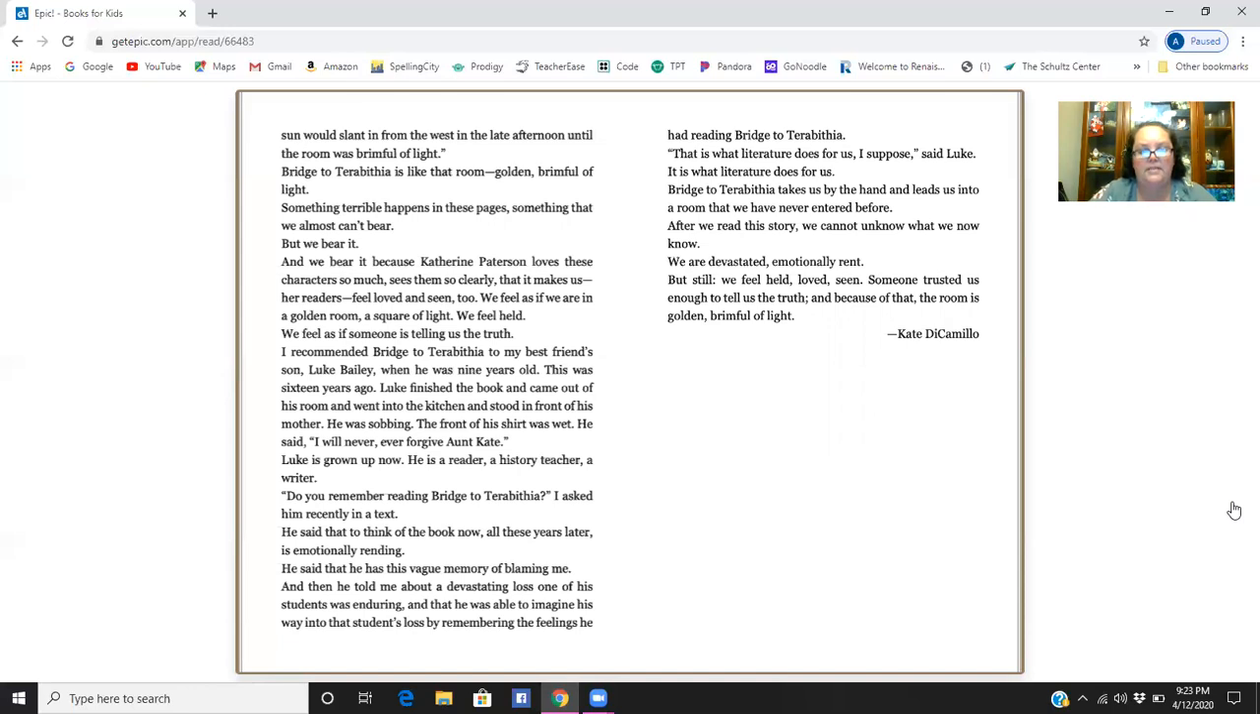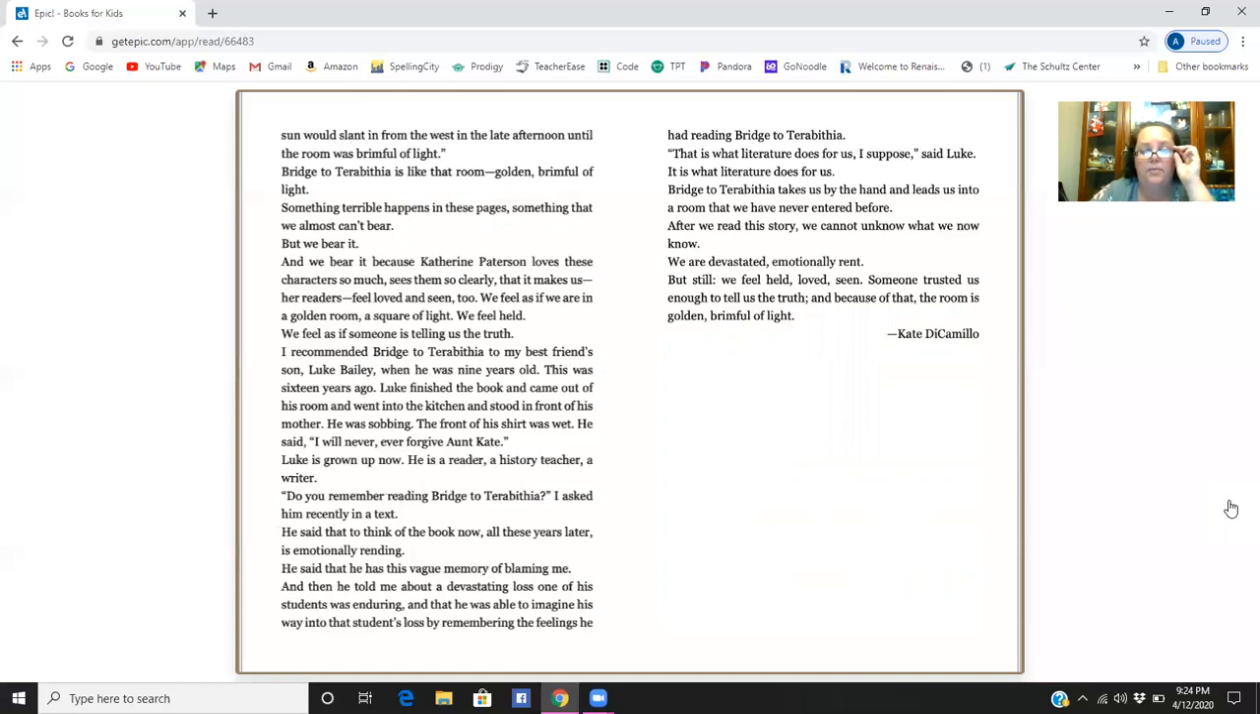Something terrible happens in these pages, something that we almost can't bear, but we bear it. And we bear it because Catherine Patterson loves these characters so much, sees them so clearly that it makes us, her readers, feel loved and seen too. We feel as if we are in a golden room, a square of light. We feel held. We feel as if someone is telling us the truth.